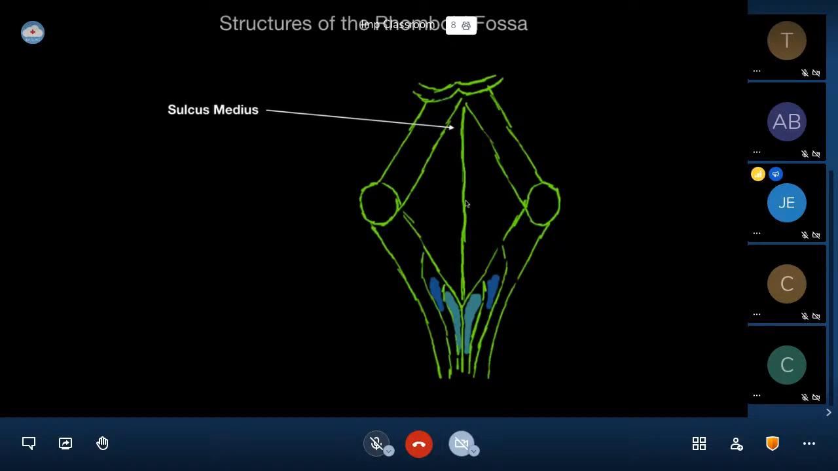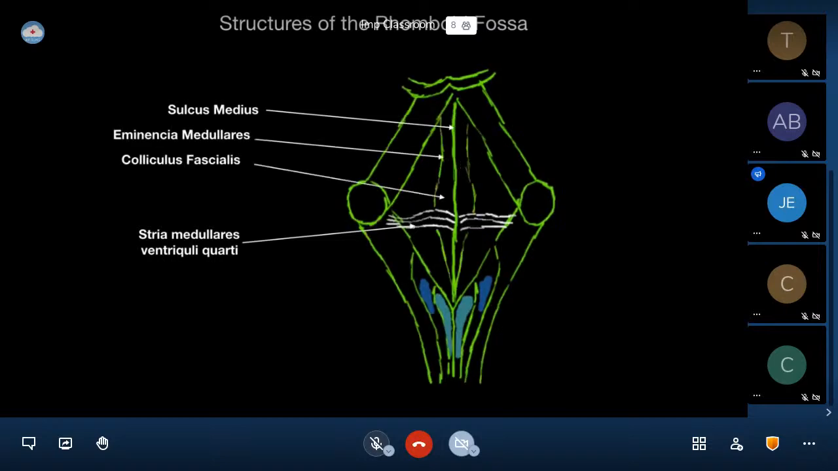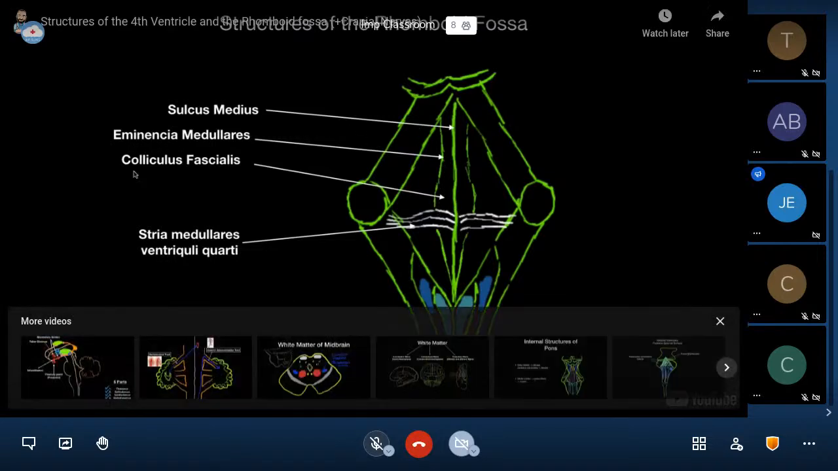And the rhomboid fossa is crossed by some myelinated fibers called the striae medullares of the fourth ventricle, which separate the rhomboid fossa into the medullary part and the part that belongs to the pons. If you look on either side of the sulcus medius, you're going to find some elevation, and that elevation is the medial eminence. And the medial eminence is going to have some elongated swelling.